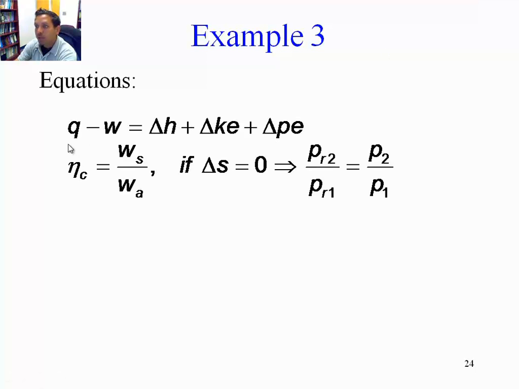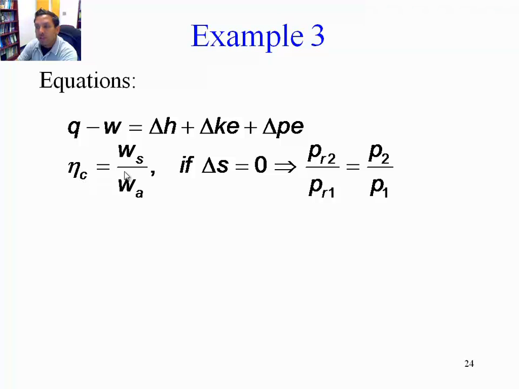So the equations we have is that according to the first law of thermo, Q minus W is equal to delta H plus delta kinetic energy plus delta potential energy. We're going to neglect the heat because this is an adiabatic compressor. Kinetic energy and potential energy will also be neglected. So basically the work is equal to minus delta H.